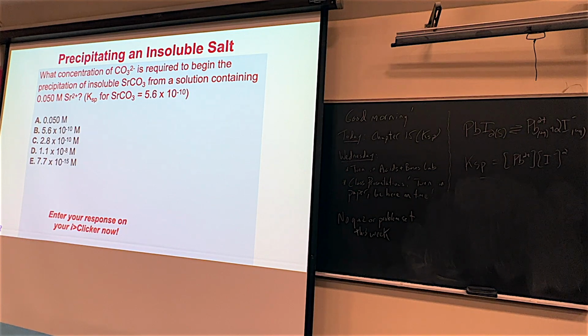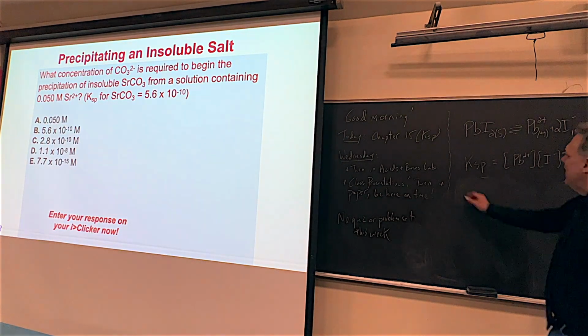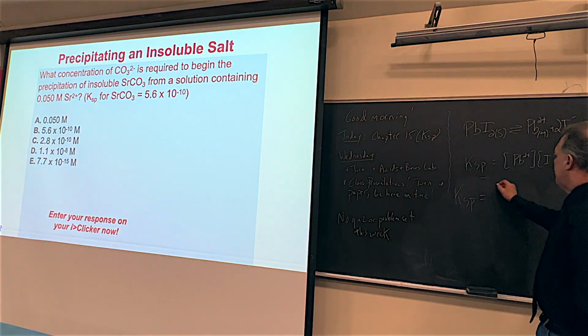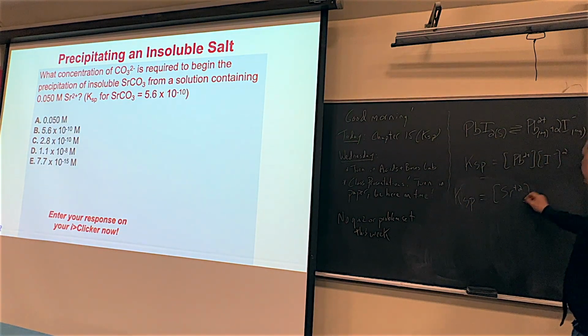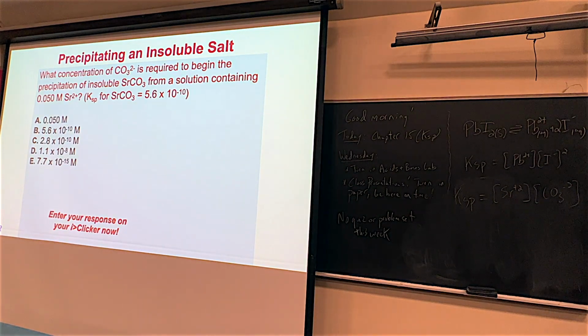Okay, so here's a question you might see. Here's strontium carbonate, all right? We're trying to precipitate strontium carbonate from a strontium ion solution. And the question is, what will be the concentration of the carbonate here? Well, KSP for strontium carbonate will be literally the product of the ions. So KSP would be the strontium concentration times the carbonate concentration. All of these KSPs are just the product of the ions. So for strontium carbonate, that would be strontium 2 plus times the carbonate.